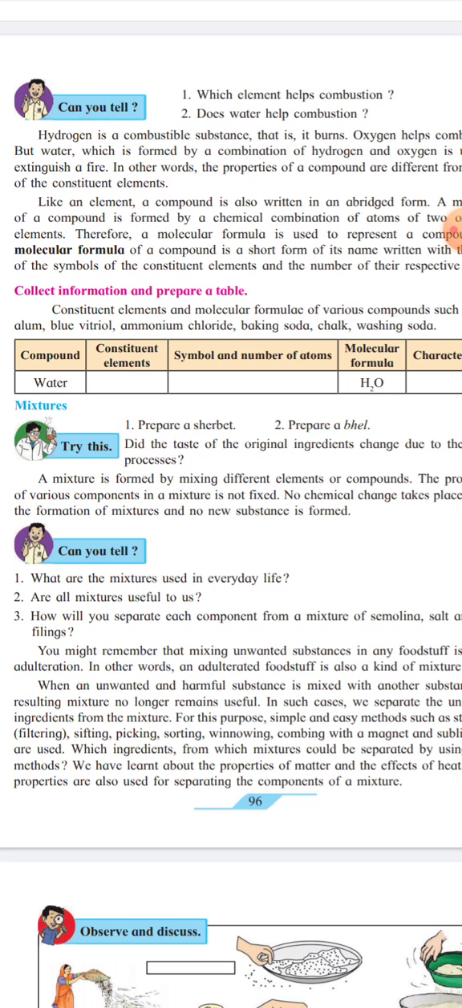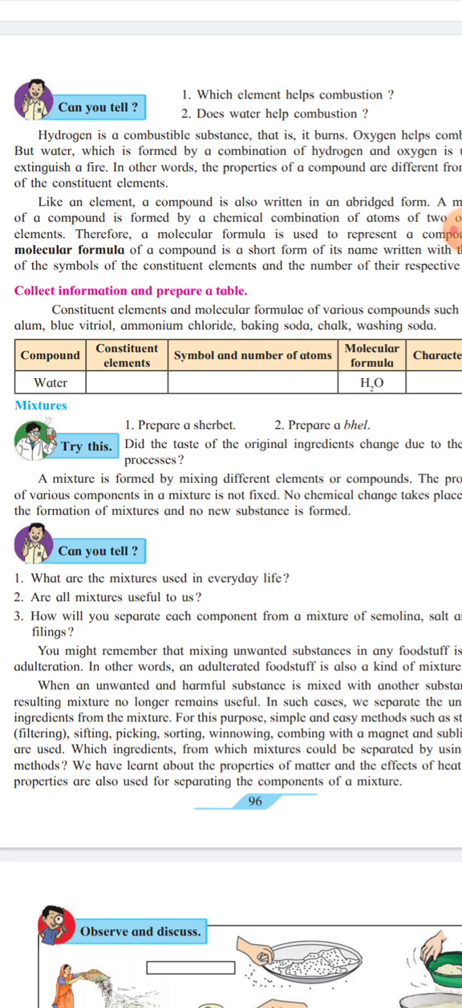Now hydrogen is a combustible substance, that is, it burns, and oxygen helps combustion. But water, which is formed by the combination of hydrogen and oxygen, is used for extinguishing fire. In other words, the properties of a compound are different from those of the constituent elements. Like an element, a compound is also written in a symbolic form. A molecule of a compound is formed by a chemical combination of atoms of two or more elements.